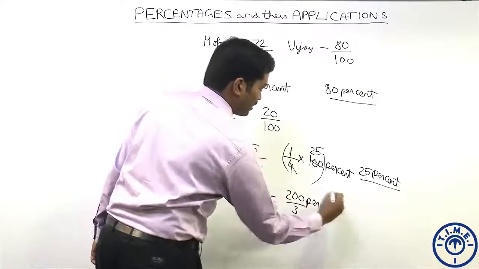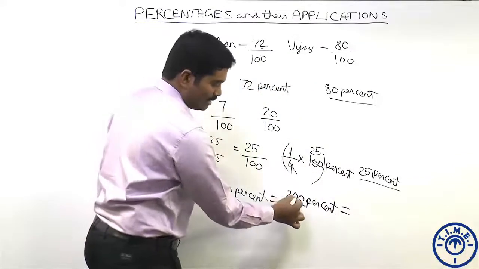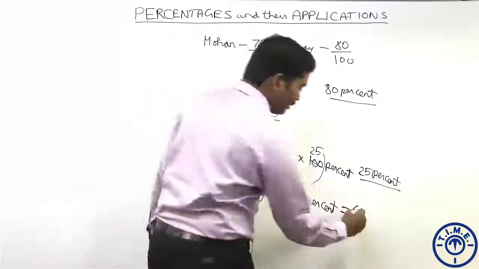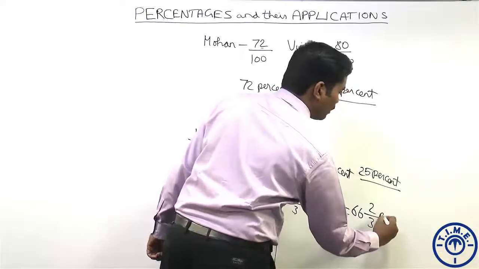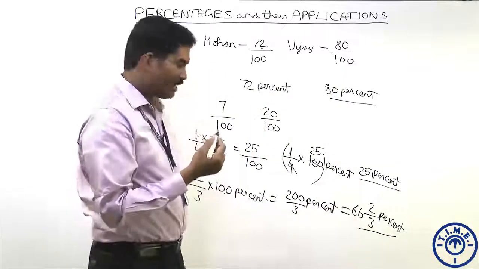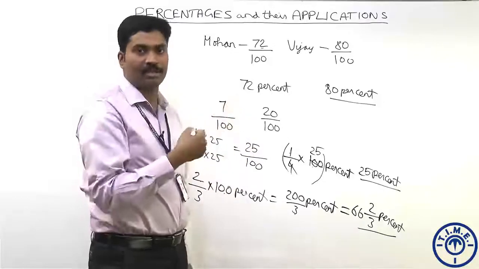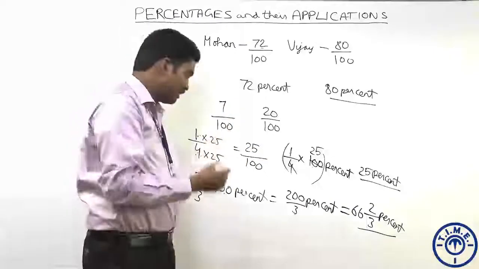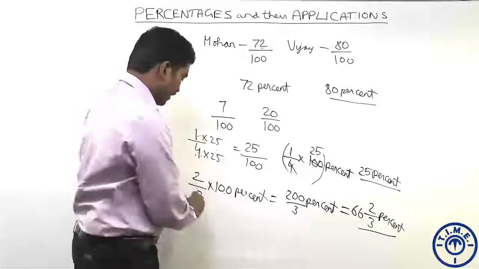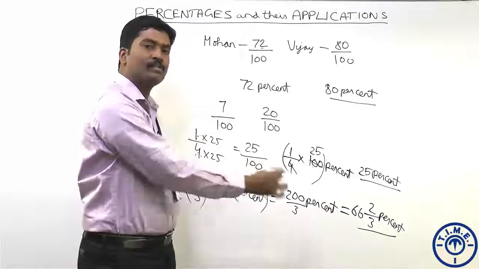Now this we can express as a mixed fraction. 200 by 3, 3 6 are 18, 26 are 66, 3 66 are 198, 66, 2 by 3%. So one way to convert any fraction to a percent or a percentage is converting the denominator to 100, either increasing it to 100 or decreasing it to 100 by multiplying or dividing by the appropriate number. The other way is just directly multiplying the given fraction into 100%. The percent will stay aside, just multiplying by 100 and simplifying it.